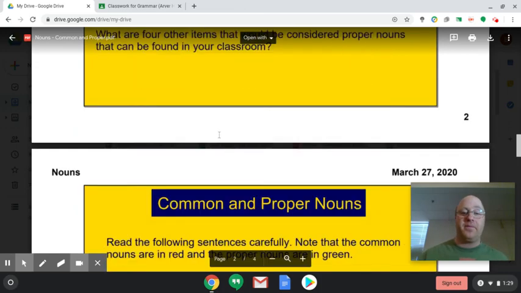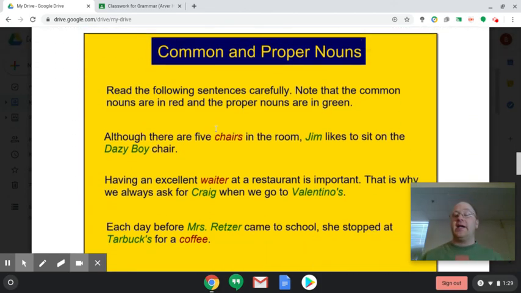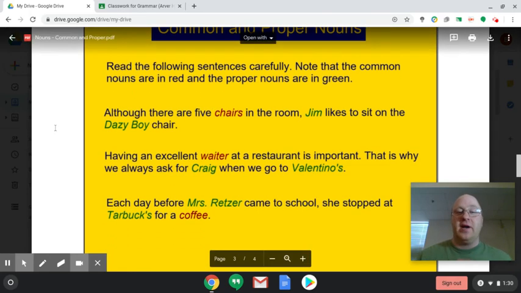So that's the difference between a common and a proper. Common, any person, place, or thing. Proper noun, a specific person, place, or thing where you're going to capitalize it. So here in these examples, you can see although there are 5 chairs in the room, Jim likes to sit on the Daisy Boy chair. So chairs here.